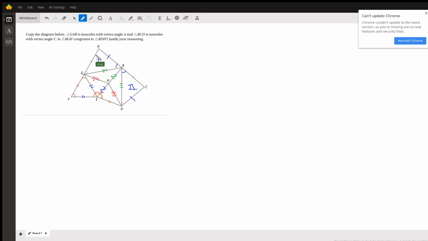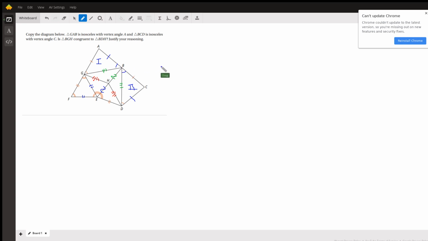If triangle 1 is given to be isosceles with vertex angle A, that means that AG equals AB, so I put 1 tick mark there. And if triangle BCD is told to be isosceles with vertex angle C, I've got 1 tick mark here already. By the definition of isosceles triangle, DC can be marked with 1 tick mark also. And then base angles of an isosceles triangle are congruent. So I can put these blue tick arc marks here.